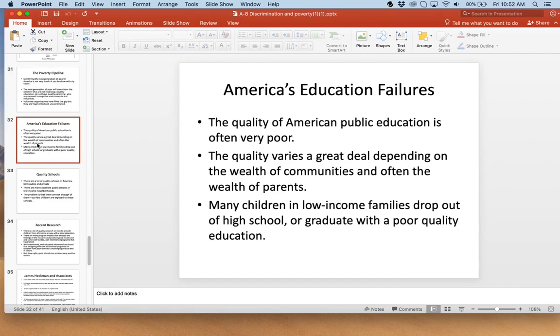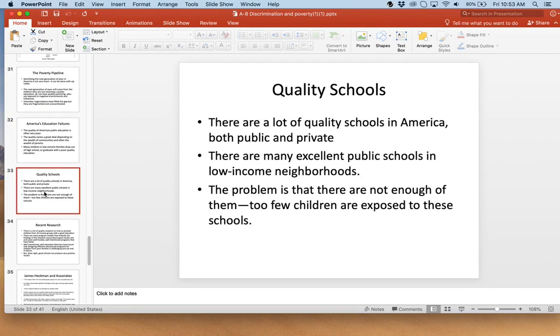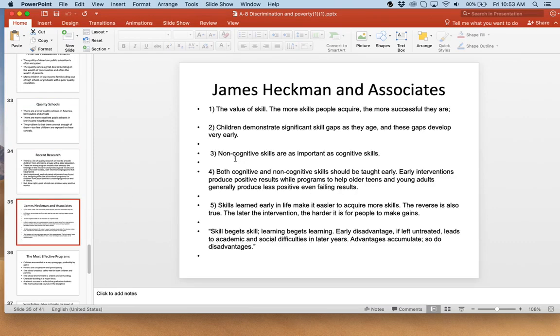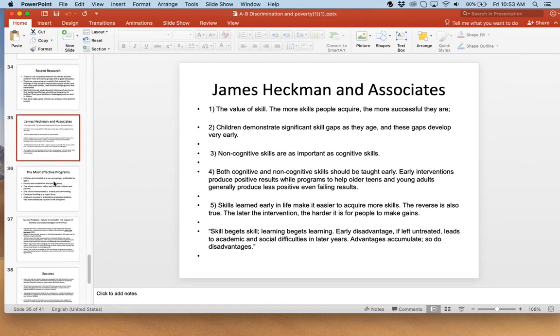Here, basically, the slide is just talking about how our education system has failed Americans. And maybe if we start thinking about poverty, we may need to look at our education system. So study a little bit about that. The quality of schools that we have, and what research has found about what we can do in our schools and education system to reduce poverty. Read a little bit about that, especially the work of James Heckman and associates. Read more about how he argues about it.